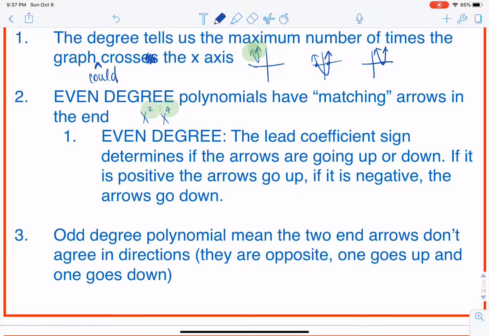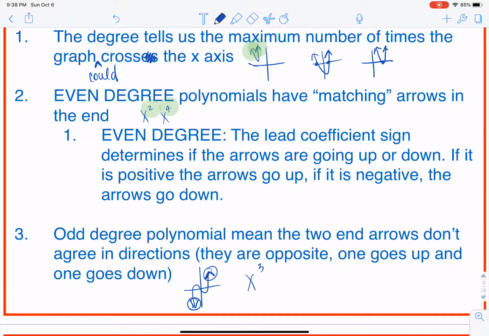Similar for odd degree polynomials, the two end arrows don't agree in direction. So something like, let's go back here to my pen, something like x cubed, we said could look something along these lines here. So they don't agree in the direction. One of these is going up, one of these is going down, and my lead coefficient will determine whether it's going up here and down here, or if it's going up in this quadrant and down in this quadrant here.